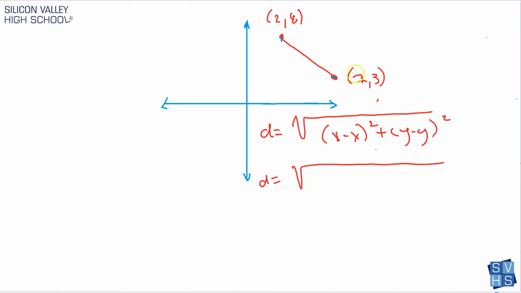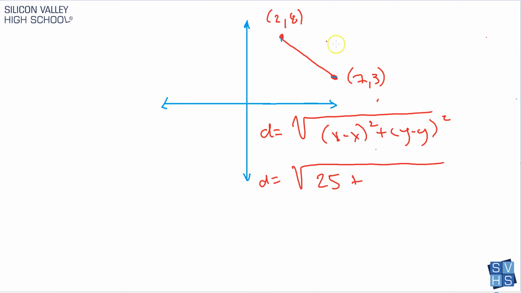What's x minus x? 2 minus 7 is negative 5. Squared is 25, or go the other way, doesn't matter. 7 minus 2 is positive 5 squared. Either way, the difference of the x's is 5 or negative 5, and when you square them, they become positive anyways, right? So it doesn't matter which way you went.